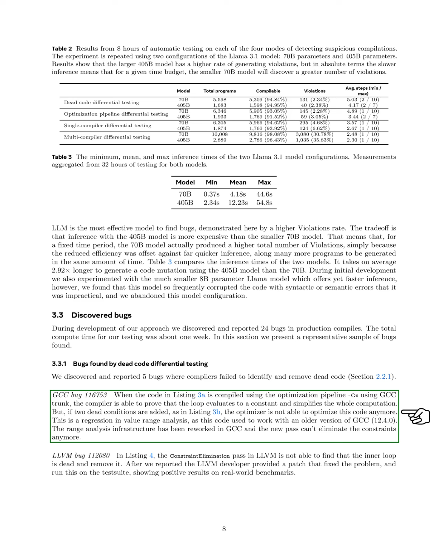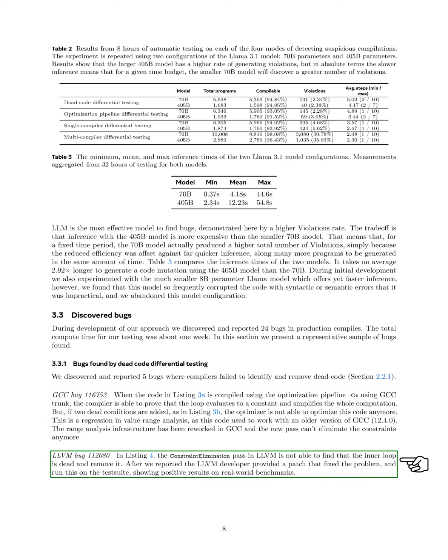For instance, in GCC bug 116753, when we compiled certain code with the optimization setting for size, the compiler could simplify a loop to a constant. However, adding 2 dead conditions prevented this optimization, indicating a regression in value range analysis compared to an older version of GCC. In LLVM bug 112080, the constraint elimination pass could not identify a dead inner loop, but after we reported it, the LLVM developer provided a patch that successfully fixed the issue, yielding positive results in real-world benchmarks.